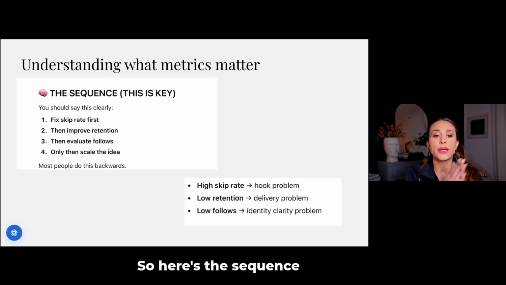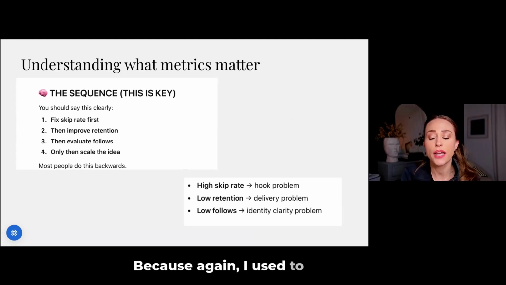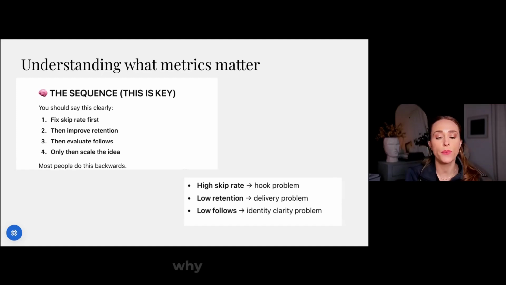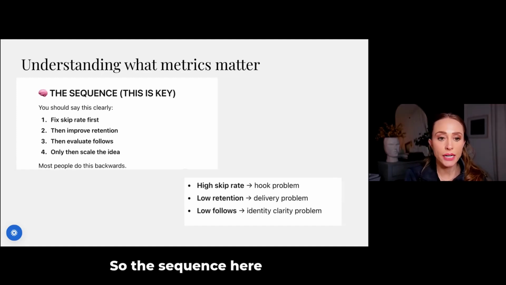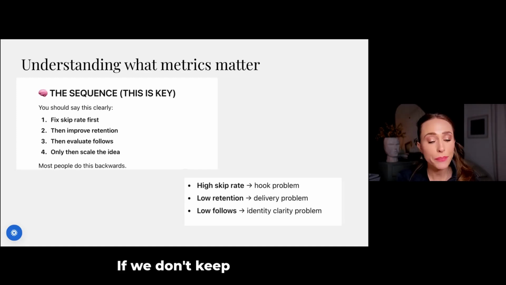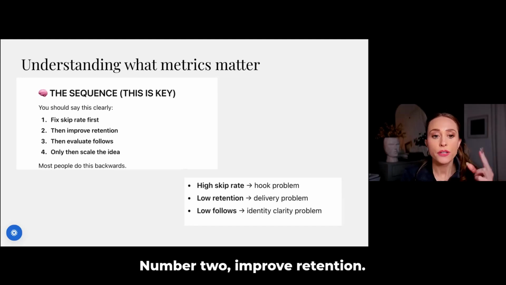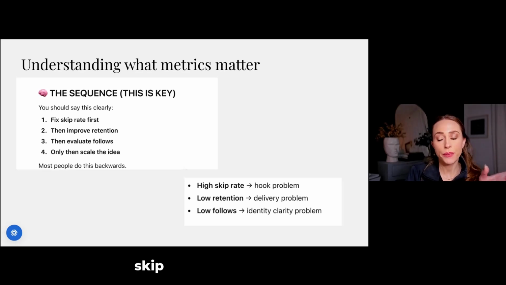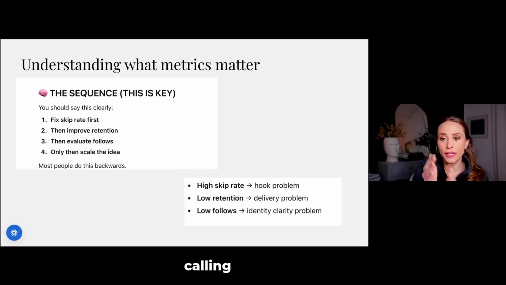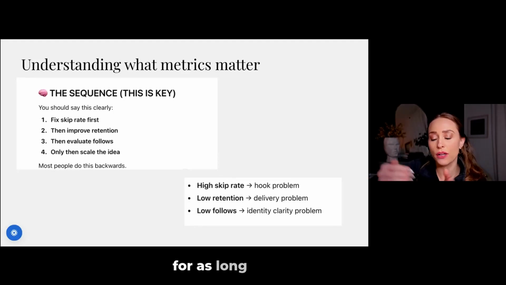So here's the sequence of what's important and the weight of each one. Because again, I used to have this backwards, and that was part of the reason why I wasn't growing. So the sequence here is, number one, we have to fix skip rate first. If we don't keep them, then the rest of it doesn't matter. Number two, improve retention. So first thing is, I want you to focus on skip rate, so getting a good hook, calling out identity. Then we want to keep them on the video for as long as possible.